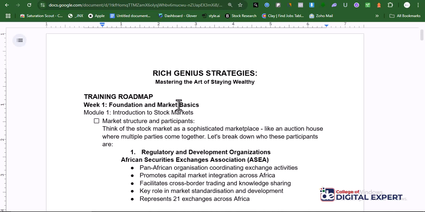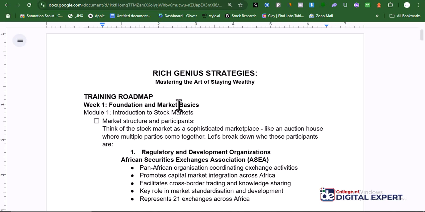So in the stock exchange market, we have different participants. One of them is the regulatory and development organizations. In Africa, we have the African Securities Exchange Association, which we call ASEA. They are a Pan-African organization coordinating exchange activities across Africa. They promote capital market integration, facilitate cross-border trading and knowledge sharing within the stock exchanges in Africa. They play a key role in market standardization and development, and they represent 21 exchanges across Africa.